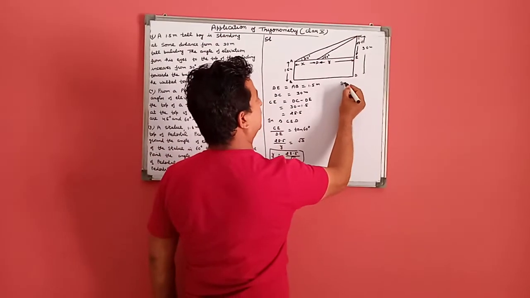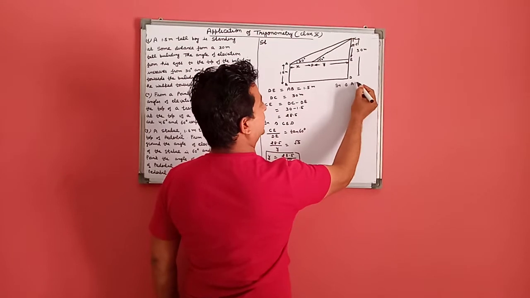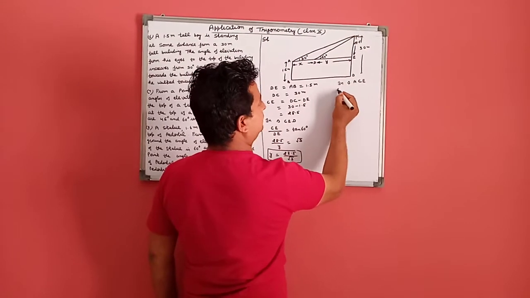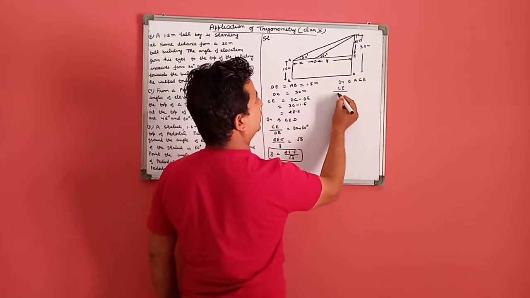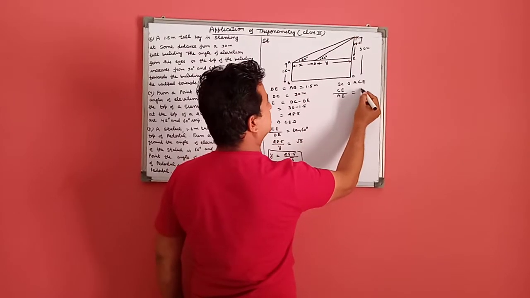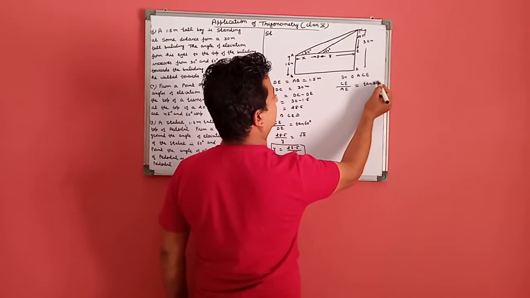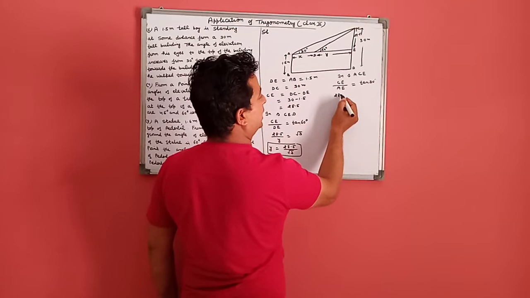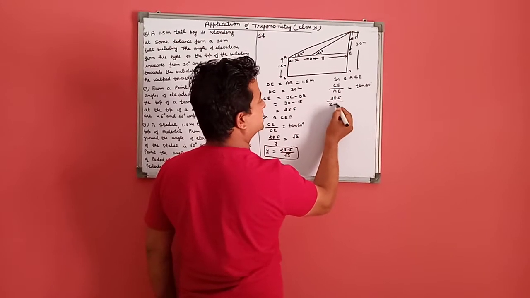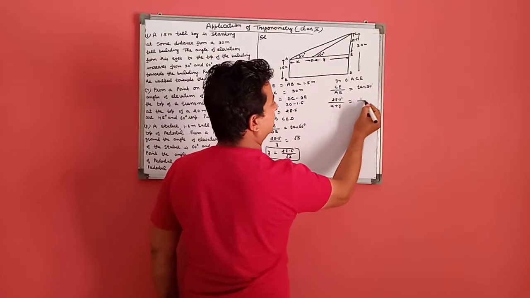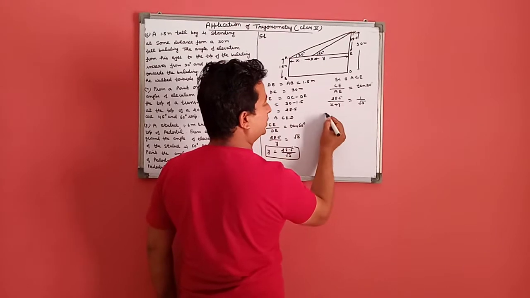In triangle ACE, CE, that is perpendicular upon base, equals tan 30. This is 28.5. AE is x plus y. Tan 30 is 1 upon root 3.